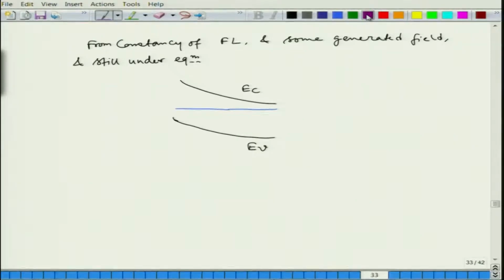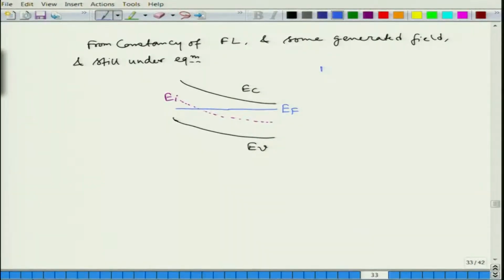Now, we can also draw the intrinsic Fermi level here. Intrinsic Fermi level is where it is exactly in between the conduction band and the valence band, right. So, this is the intrinsic Fermi level EI, and this particular thing is our actual Fermi level under the equilibrium and under a certain field.